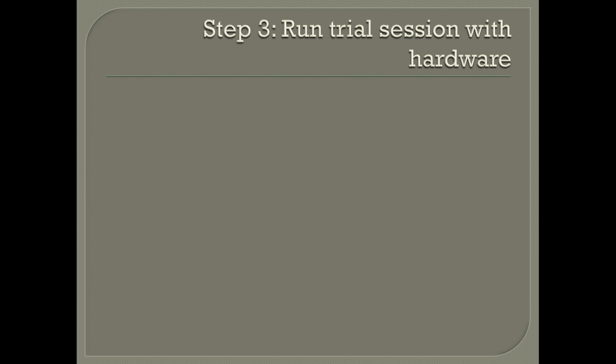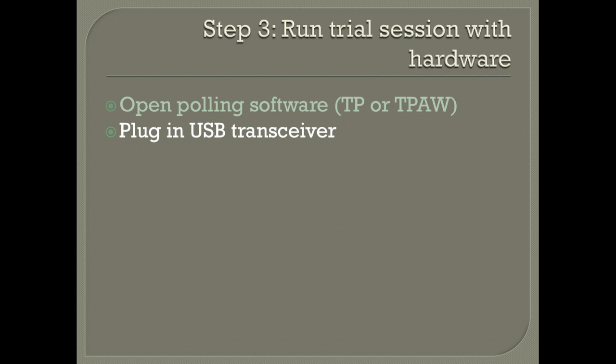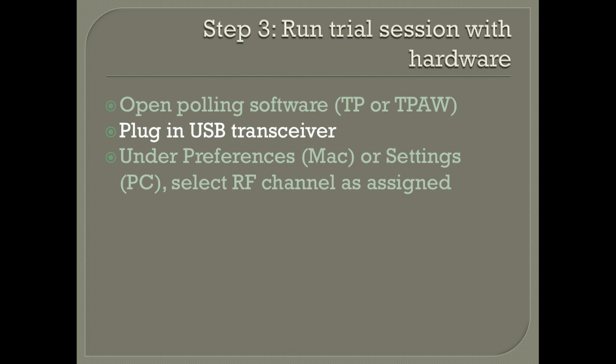Finally, step 3 is to run a trial session with the hardware. To do that, you should open up the polling software that you've downloaded, either Turning Point or Turning Point Anywhere. You should plug in the transceiver into an available USB port. Within the software, under Preferences on a Mac, or what's called Settings on a PC, select the radio frequency channel that you've been assigned.